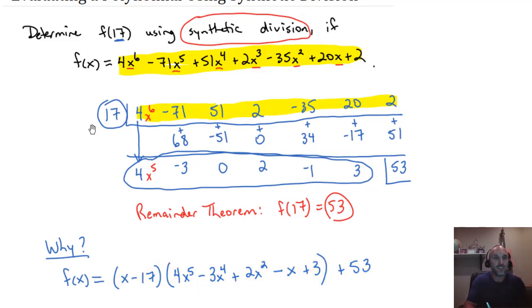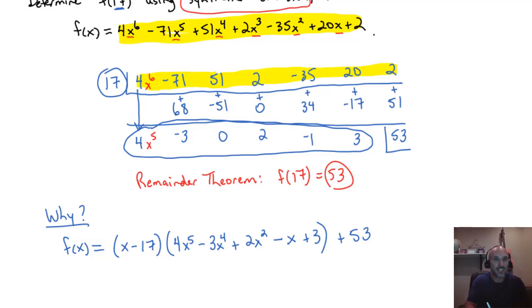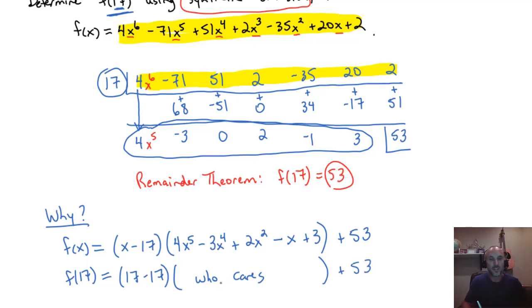But look at this. If I want to know f of 17, right, that's what we're trying to figure out, then I plug 17 in for x. So I get 17 minus 17 times, it doesn't matter what goes here. And then I've got my plus 53. The reason that it doesn't matter is because 17 minus 17 is 0. And 0 times whatever is here all vanishes to 0. So we get 0 plus 53, which is 53, and that's what we see up here.